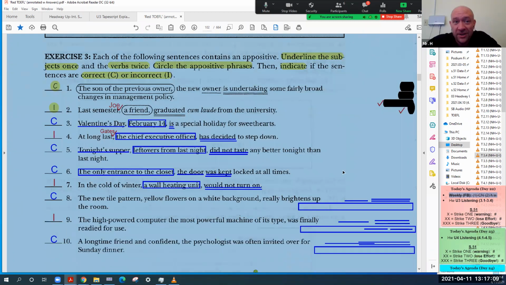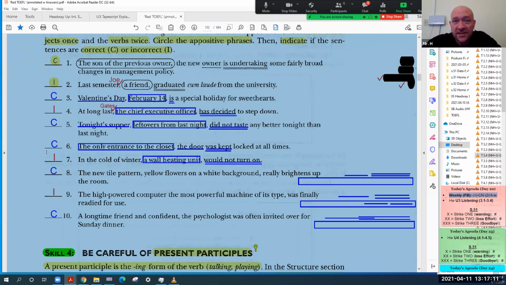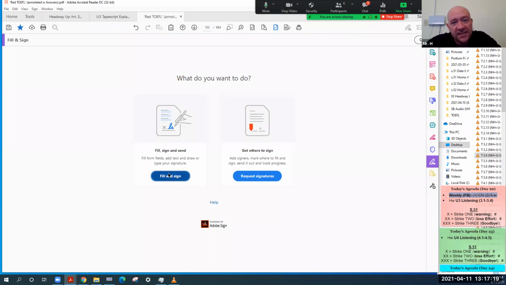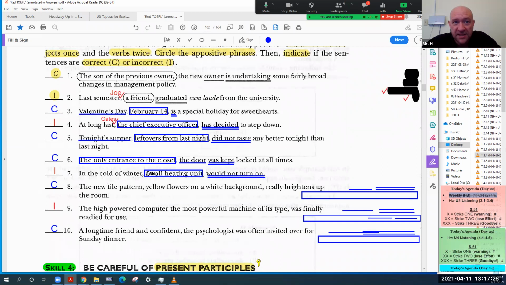Formula 1. So why is the sentence incorrect? There is no subject. It's missing a subject. So what should I do? I need something. I need a word. It has the same meaning as this, a wall heating unit.